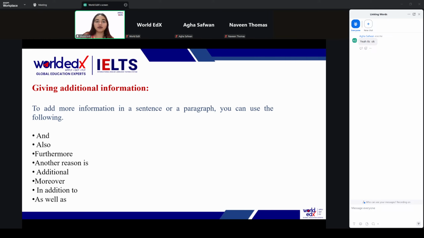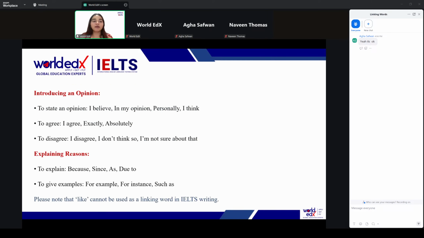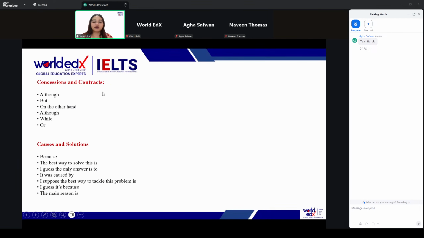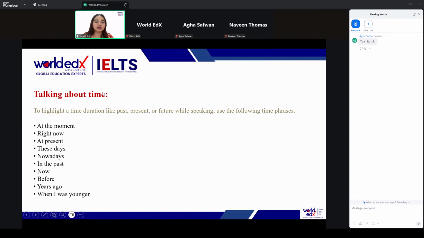It needs to be incorporated with a context. Without context, whatever linker you use will be considered inadequate, and that is the reason why you should know the exact meaning of these connectors. Okay, now coming to the next one.